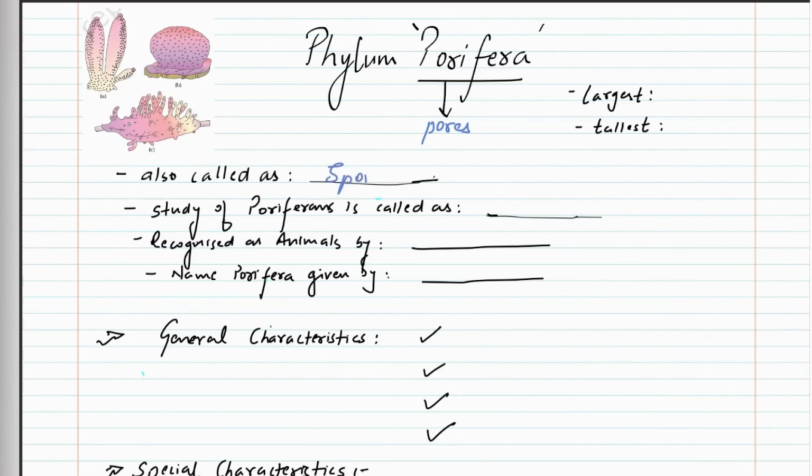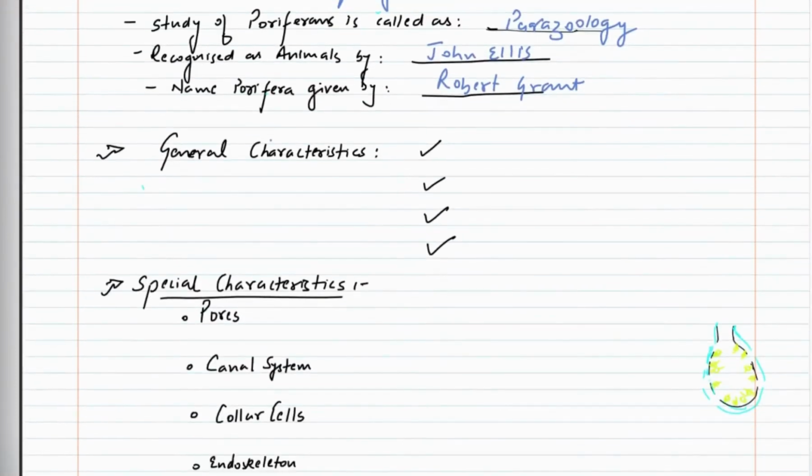The study of poriferans is known as parazoology. These poriferans were first recognized as animals by John Ellis, and their name Porifera was given by Robert Grant. Now, the basis of classification that we have already studied, we will use them here.